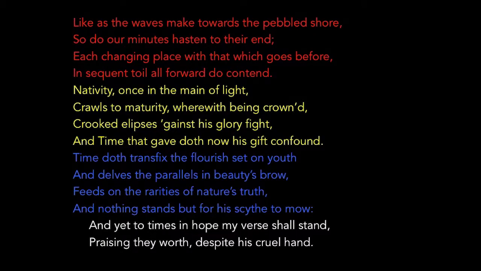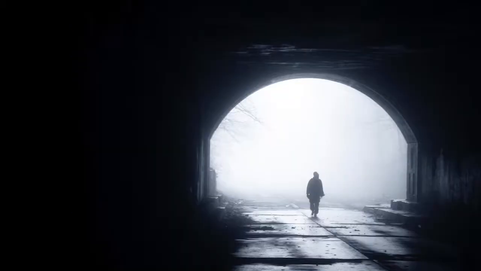And nothing stands but for his scythe to mow. So we have this image, you may have even seen it before, of death with a black cloak and a large scythe. This is a mowing device, and death would come and use it on lives, just like it was supposed to be used as a farming tool to clear plants. And it was like a one-person lawn mower.